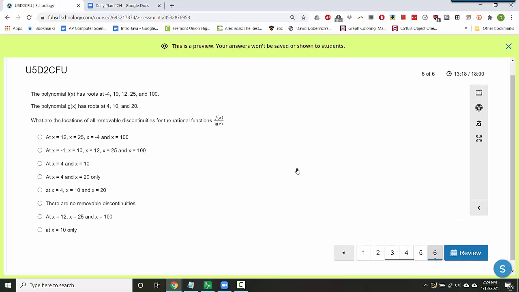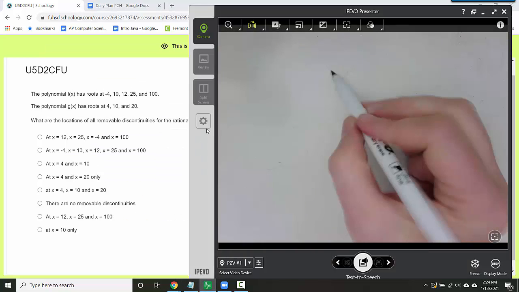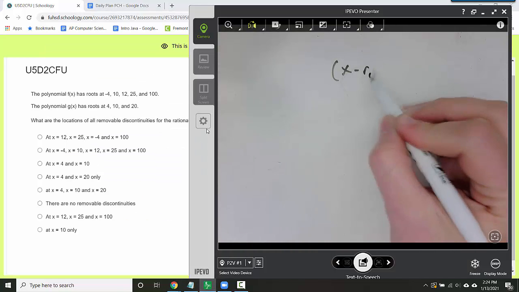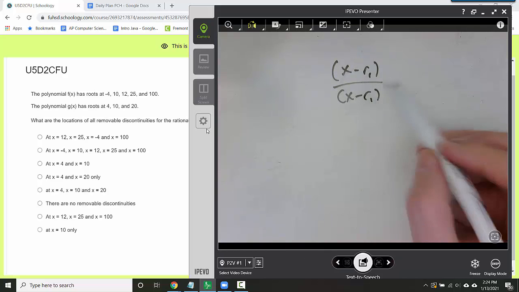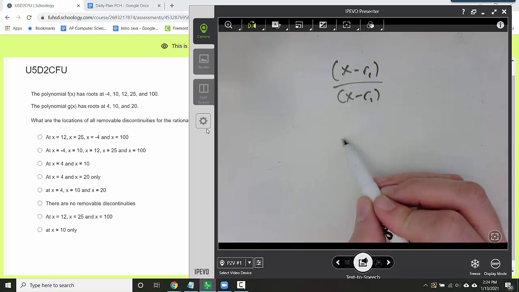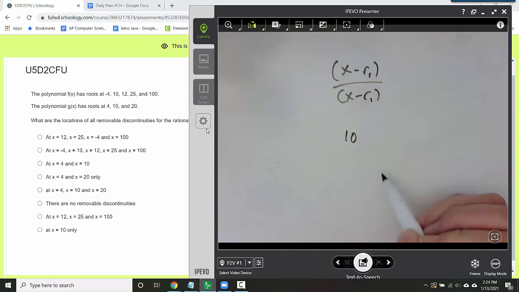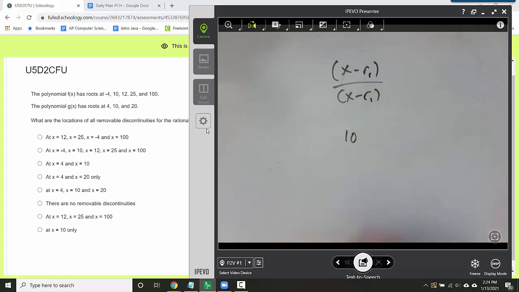Okay, now same deal as that other one. I've got a bunch of roots in the numerator and a bunch of roots in the denominator. This time I want to know where the removable discontinuities are. If you remember from our discussion before, removable discontinuities happen whenever you have the same root in the numerator and the denominator. In this case, f and g have a common root of 10, and that's it. So there's only a removable discontinuity at 10. And that's the answer to that one.